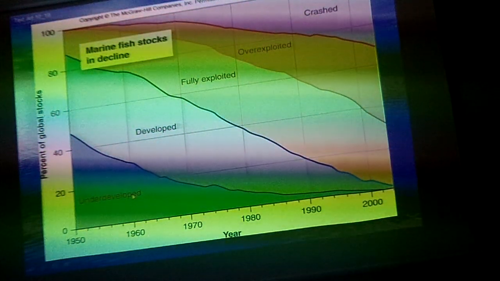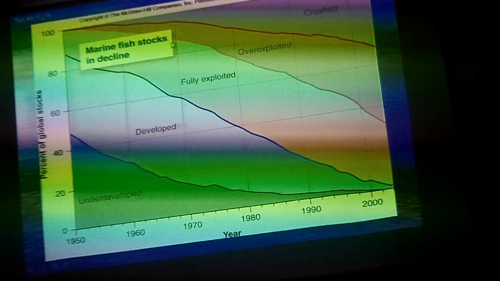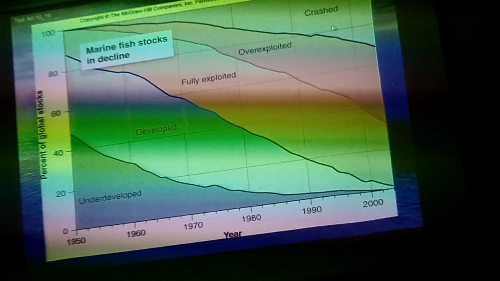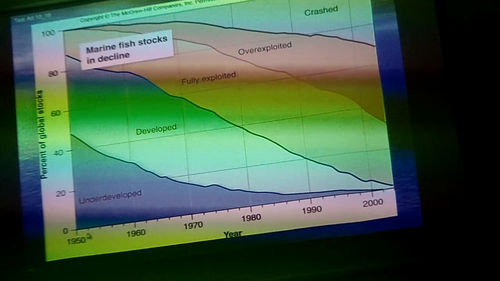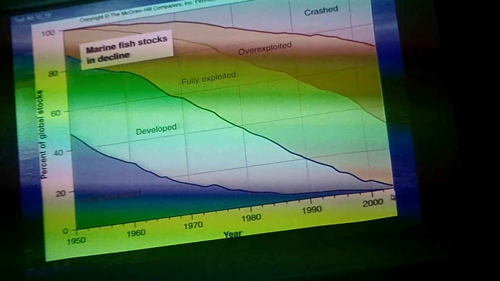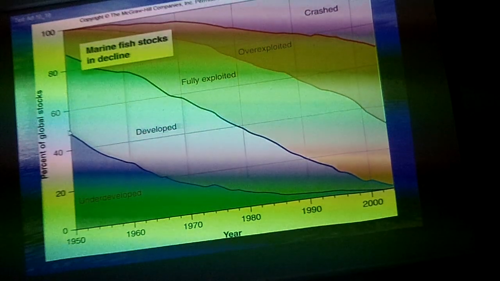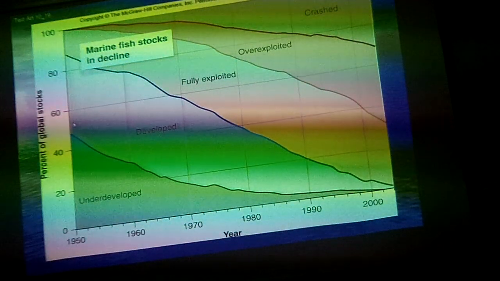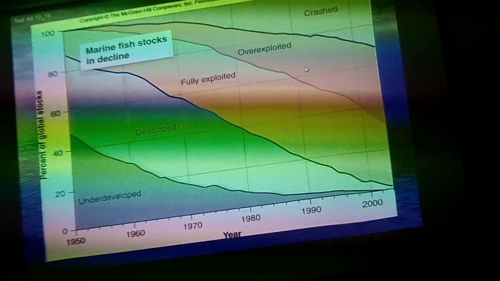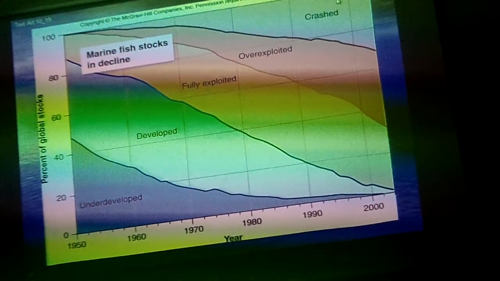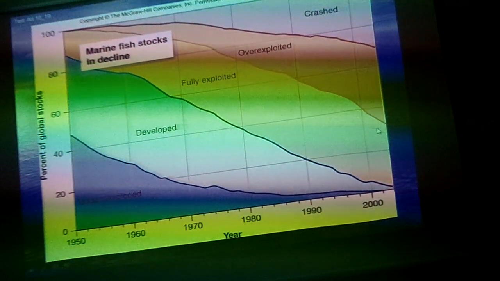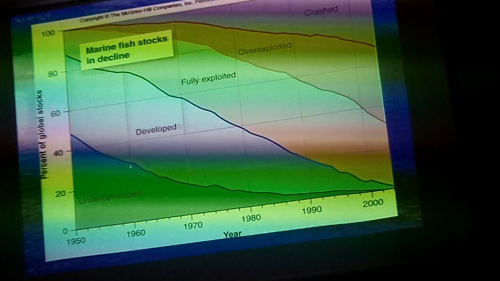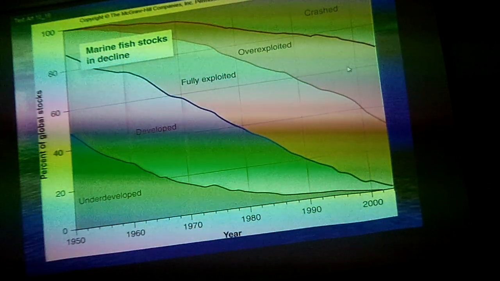Much of the marine fish stocks, that's what this graph is showing, have become what we call overexploited or crashed. If you look at this graph, as we go to the right, we're going up in years. And you can see over 50% of fish stocks have been overexploited or crashed. There's only maybe 30% there of fish stocks remaining that aren't overexploited or crashed.